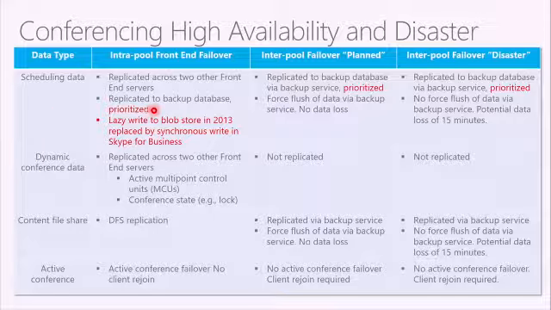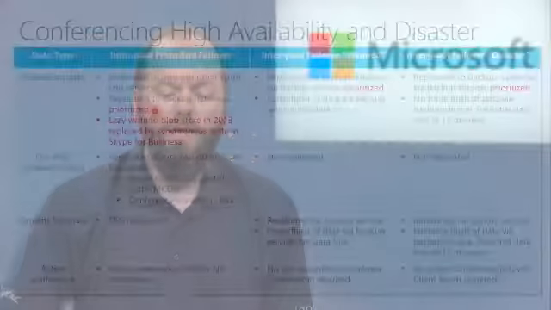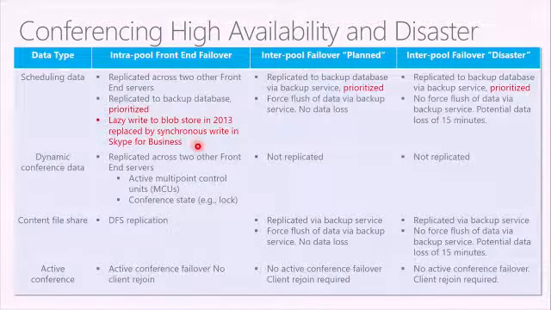But we do prioritize information that's written to the backup database. That's called the synchronous write. So when I want to schedule a conference, not only do I write it to the front end and have it replicated to the 3 copies on the front end server itself, but I also synchronously write that to the back end database. In 2013, we had this concept of what was called a lazy write. We replaced that in Skype for Business with this synchronous write to make sure that we prioritize that write to the backend database and we don't run the risk of having corrupt meetings.